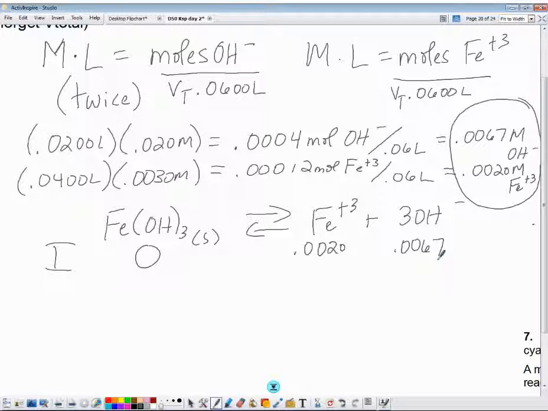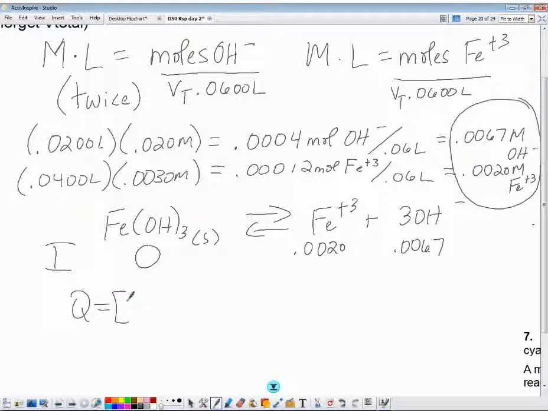Question, doesn't need to do that. Question, the Q problem. Q means you've got to plug in your values into the Ksp expression, but don't call it Ksp. Don't call it Ksp, call it Q, and then compare Ksp to Q. And decide then, does it need to shift towards the solid side? Or does it just stay at the initial spot and just kind of float around? I don't know, let's go see.